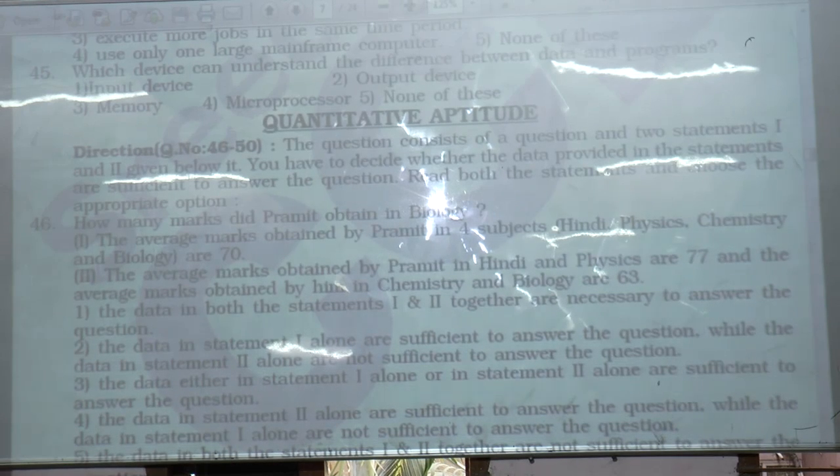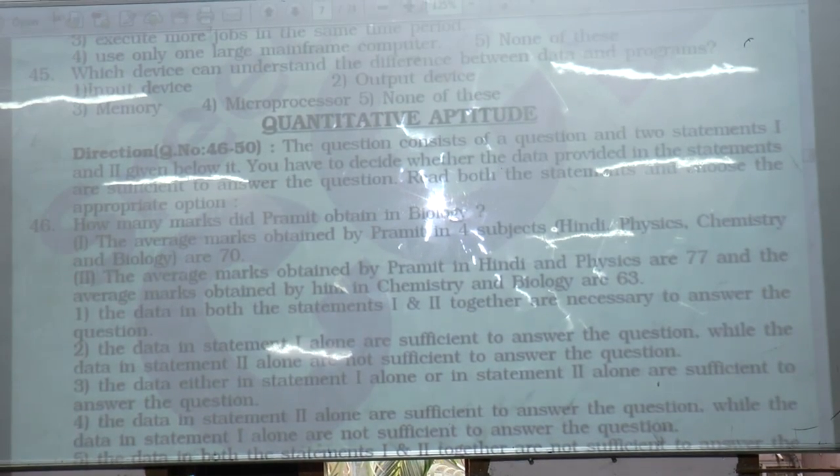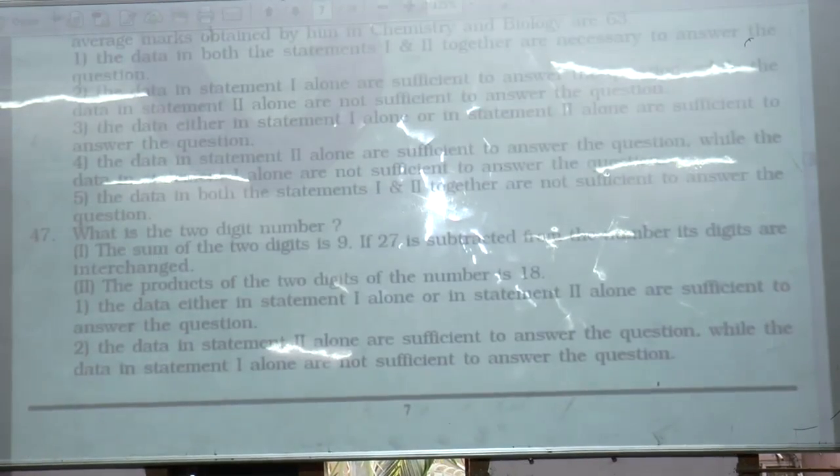So if you want to get the answer for this question, that is marks obtained by him in biology, you need to know marks obtained by him in Hindi, physics, chemistry, or the average in those 3 subjects. Then you can get your answer. That is not there, so the answer cannot be found. You will not get the answer for this.